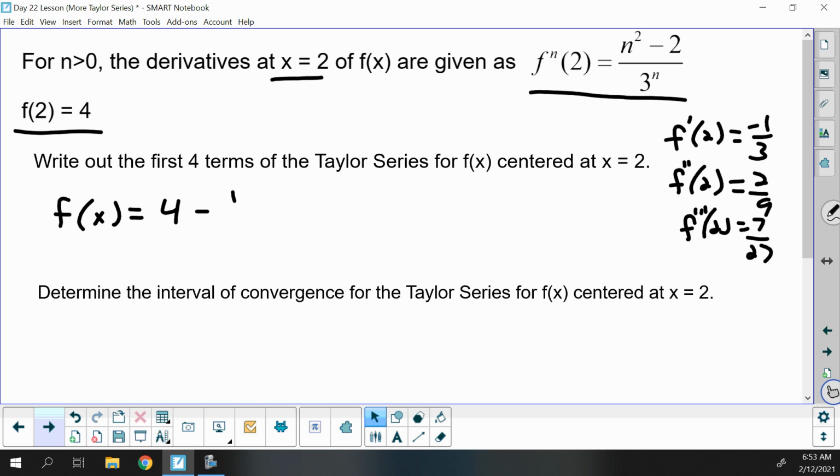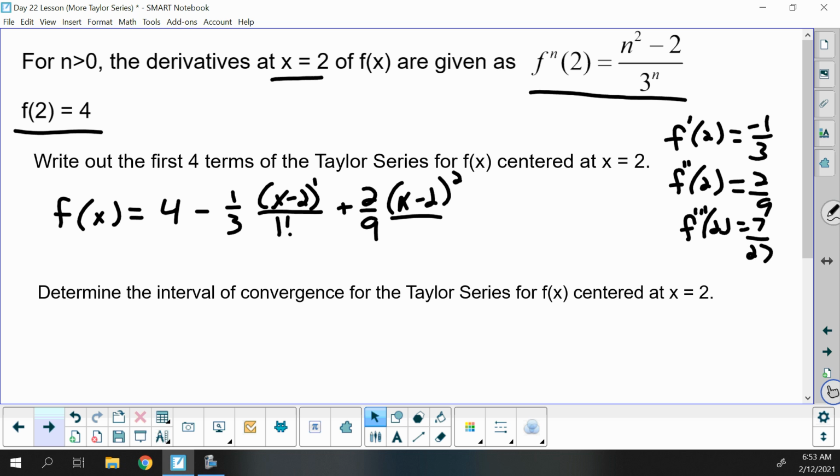So the next one, we're going to have negative 1/3. We're going to have x minus 2 raised to the first over 1 factorial. You don't have to write the raised to the first and 1 factorial, but just so you can see the pattern, I want to write it for you. And we'll have plus 2/9. We'll have x minus 2 now to the second over 2 factorial. Then we'll have plus 7/27 times x minus 2 to the third over 3 factorial plus dot dot dot.